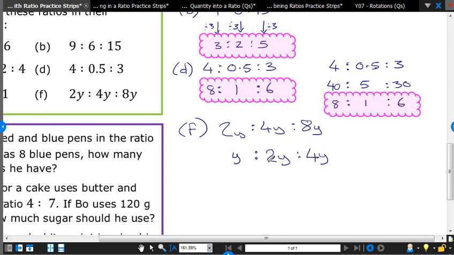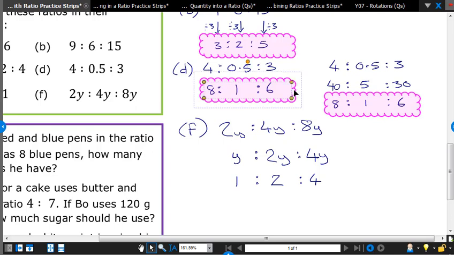Now, is there anything else common? Can we simplify this? We'll see that y is common, so we can divide them all by y. So y divided by y is 1. Anything divided by itself is 1, except 0, because you can't divide by 0. 2y divided by y is just 2, and 4y divided by y is 4. And yeah, that's it. That's your answer.